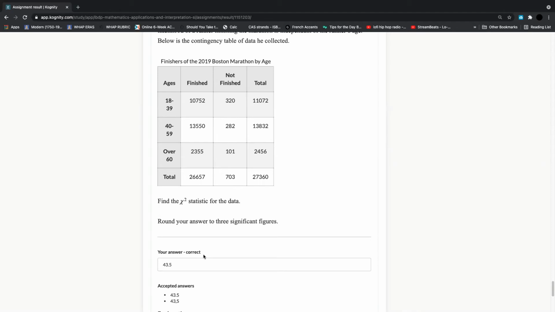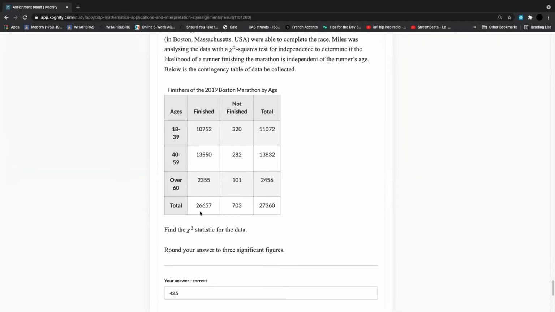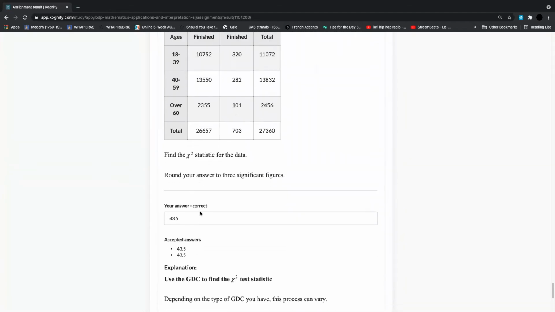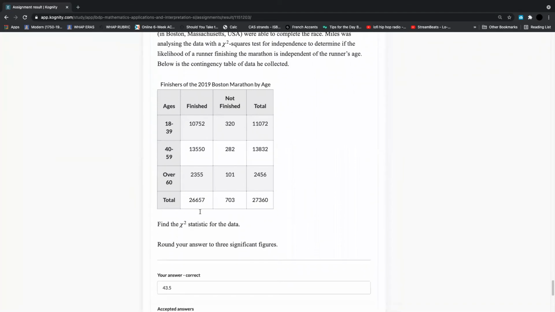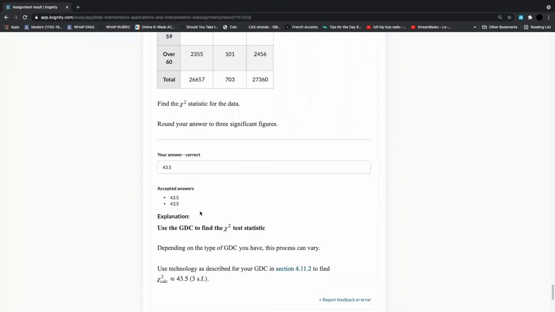I really like statistical tests. I have no idea why. Okay. Yeah, so that was pretty simple. Matrix, plug in values. Yep, pretty straightforward.